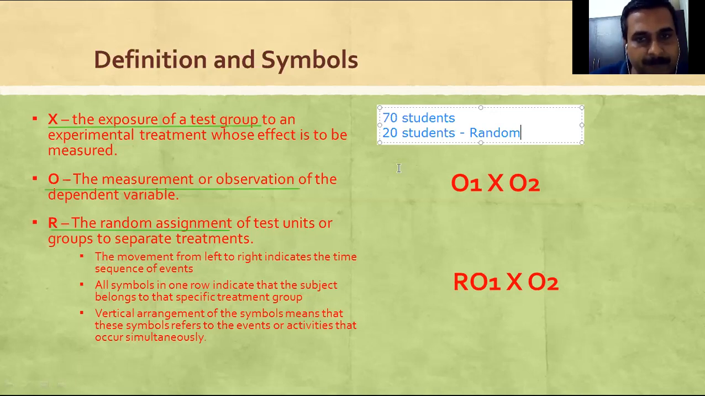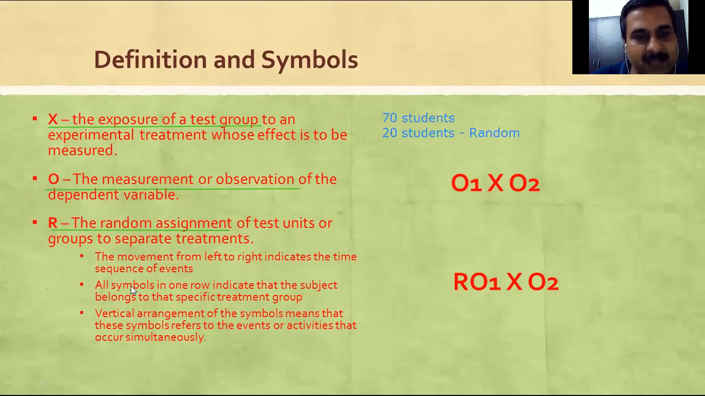Now, some important points they have discussed here. The movement from left to right indicates the time sequence of the event. If we talk about this, this is the first observation, O1, X is the exposure, that means treatment, and O2 is the second observation after the treatment is implemented. The movement from left to right indicates the time sequence of the event.